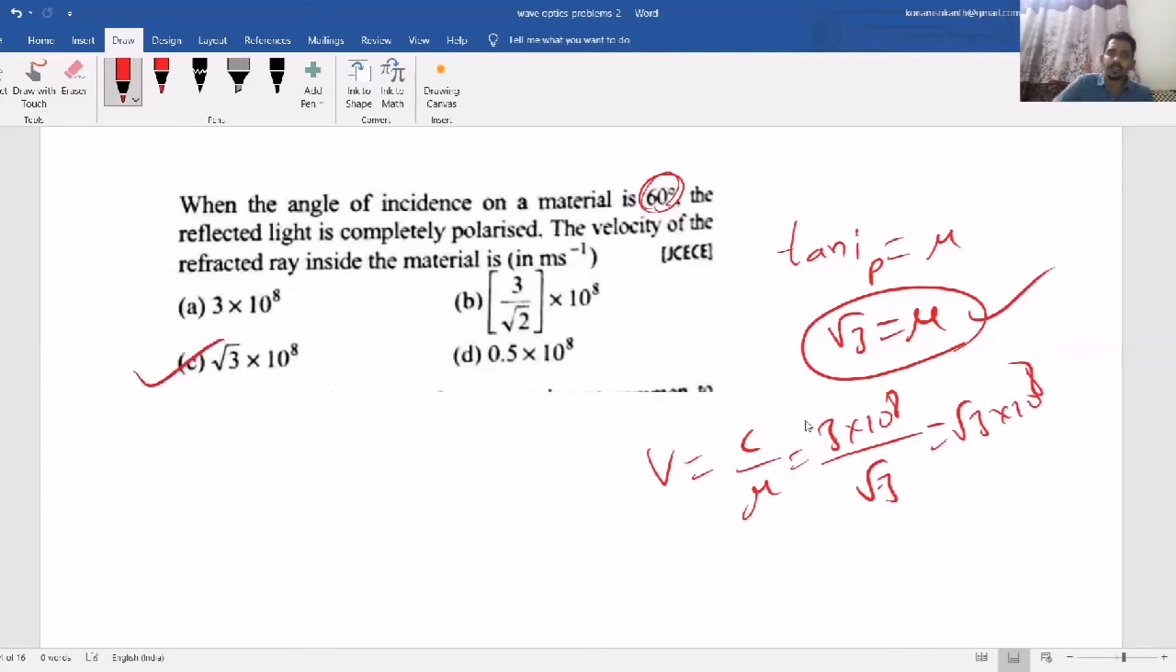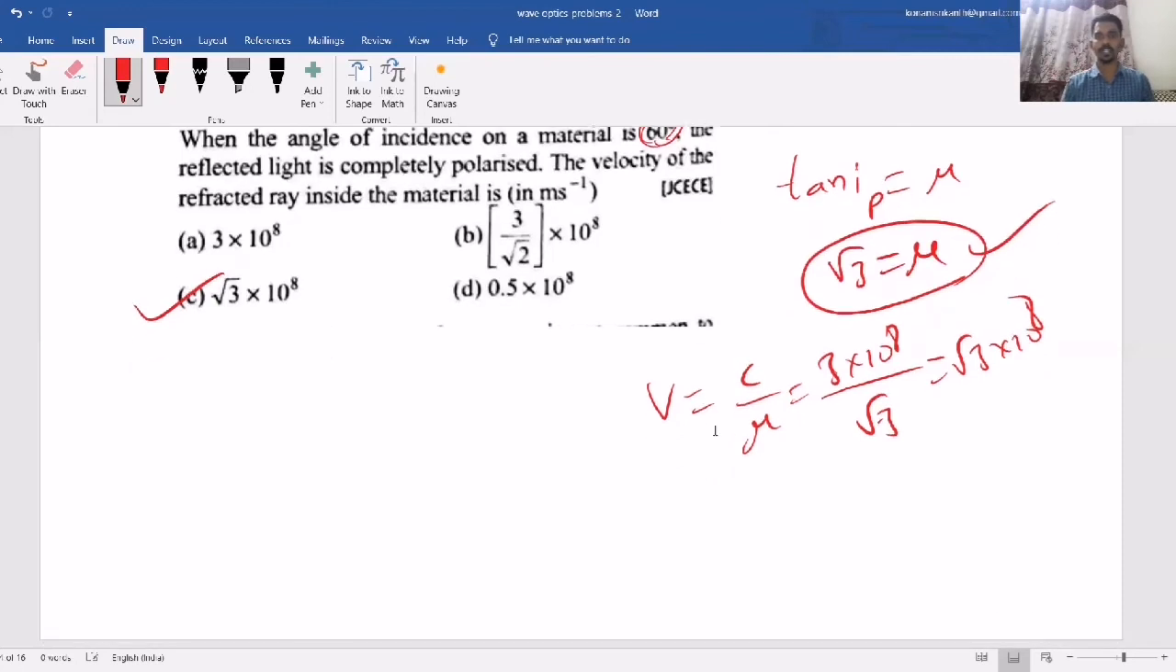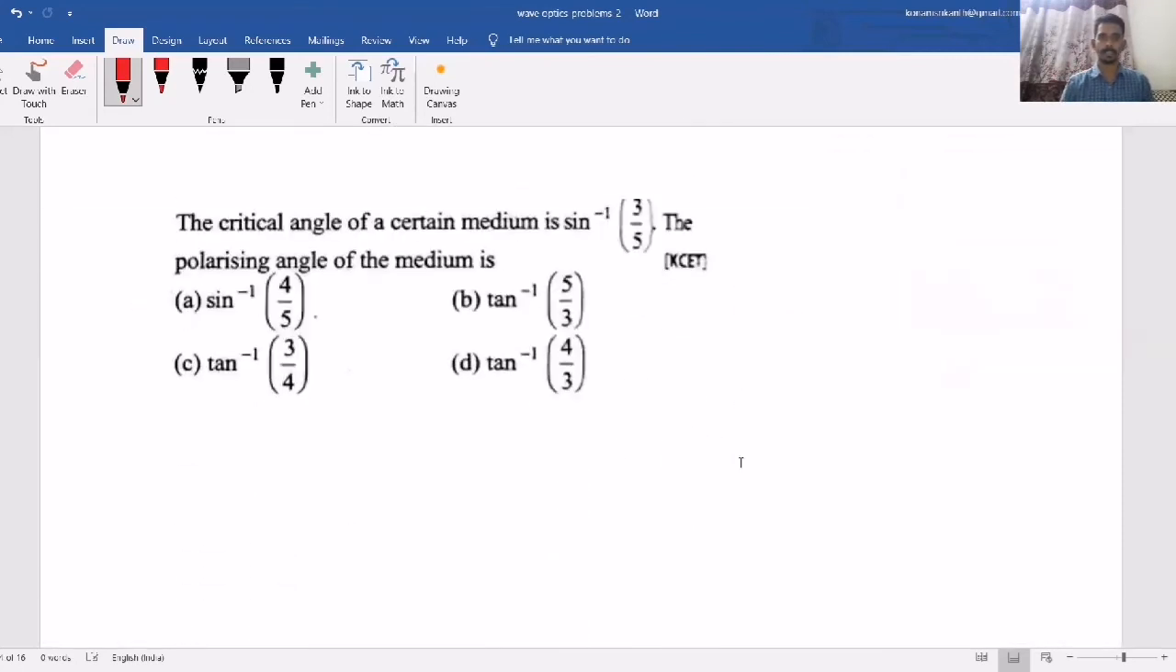So here the condition they have given is some angle, that you should understand is the Brewster angle or angle of polarization. Then you can take the formula tan IP equal to mu. Then you can get the mu. Then you can find the speed very easily.